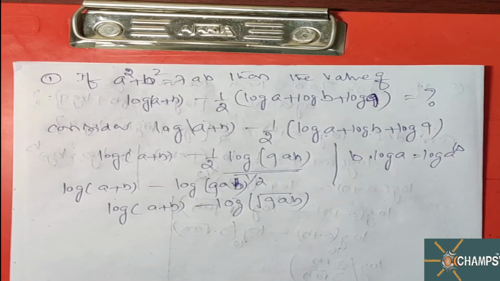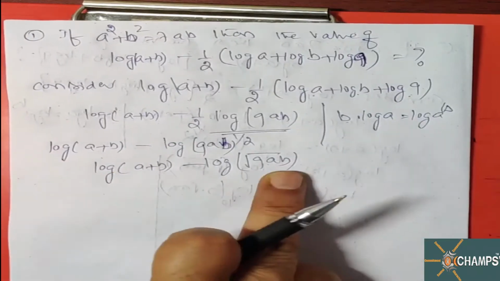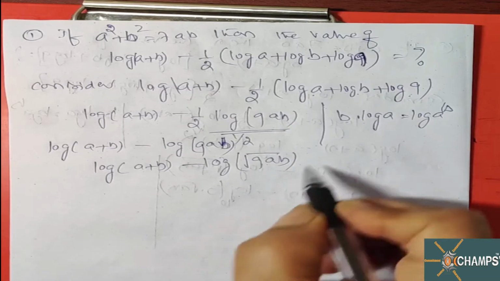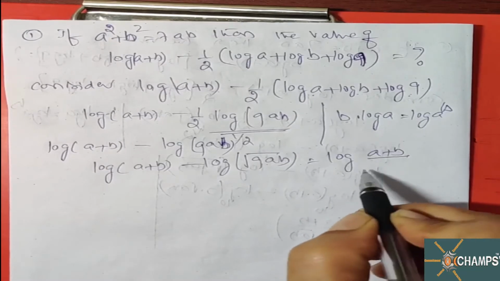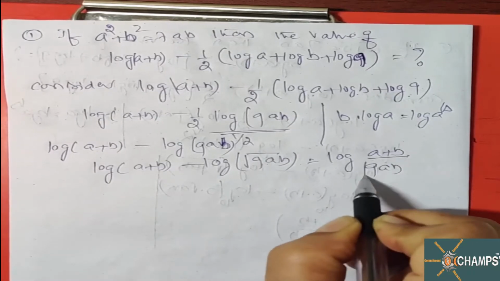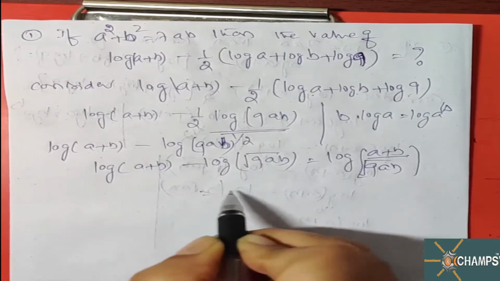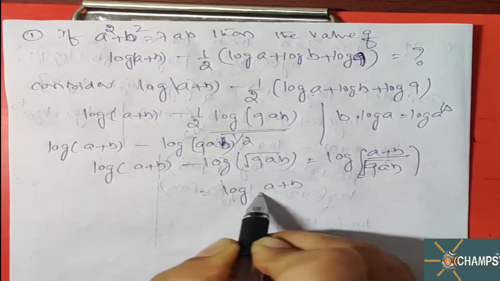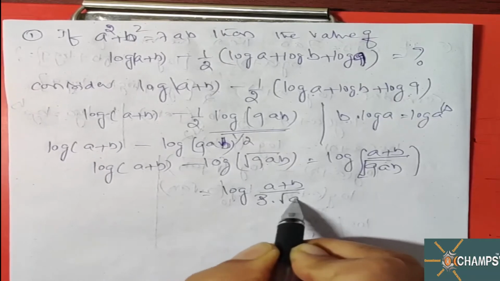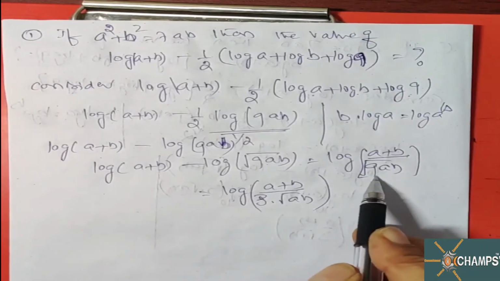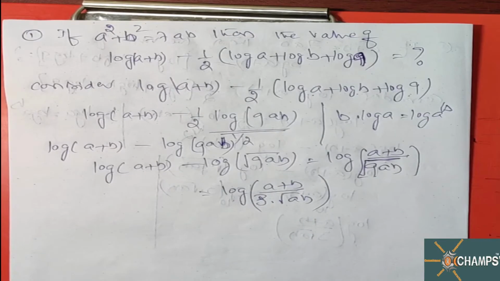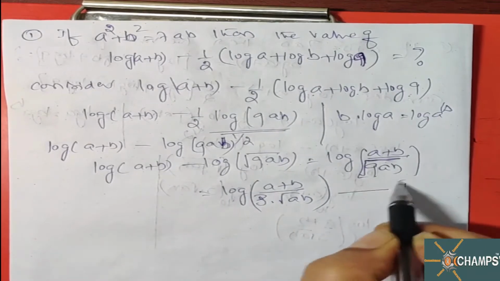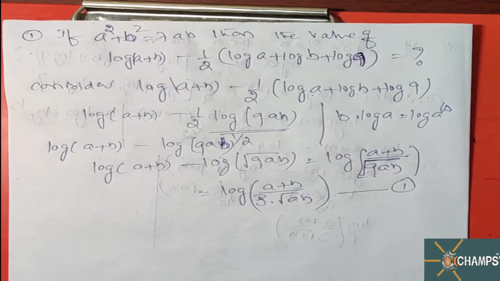Now, sir, this is of the type log a minus log b, which can be written as log a by b. So log of a plus b divided by root of 9ab. This can also be written as log of a plus b divided by 3 into root ab. If I take the square root of 9, it will become 3. Now make it relation number 1. Beyond this, the question cannot be simplified.